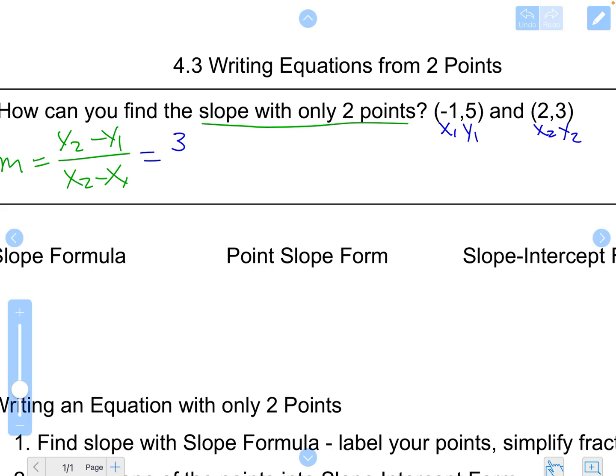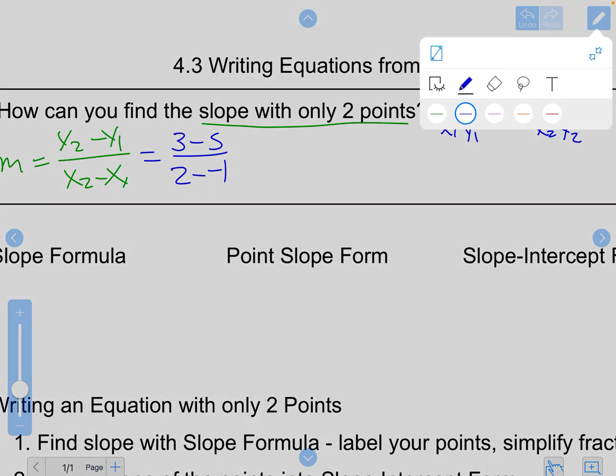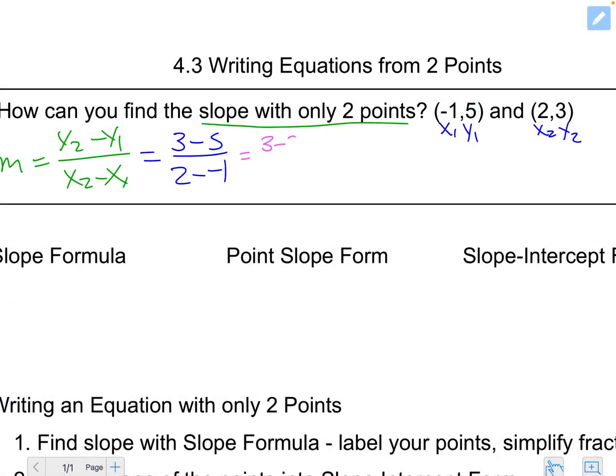So y2 is 3, then I put my minus, y1 is 5, then I put x2, which is 2, put my minus for my formula, and then I put my negative from 1. Now a real quick reminder, anytime we have two negatives, they become a positive. So we're going to rewrite that, not 2 plus 3, 2 plus 1.